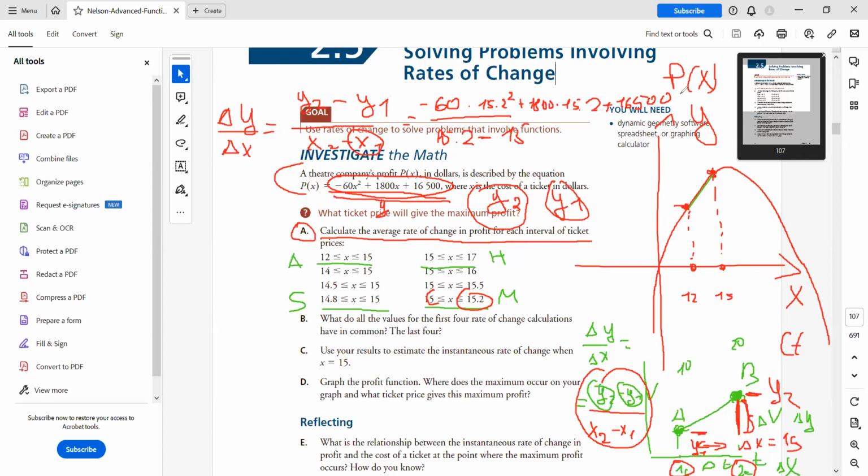So you say minus. Don't forget to put a bracket here because you're substituting all of this together from the left hand side. So you have negative 60 times 15 squared, and so on. Finish up with this function and then calculate the value, and you're going to find the average rate of change between these 2 points. Do you have any questions?